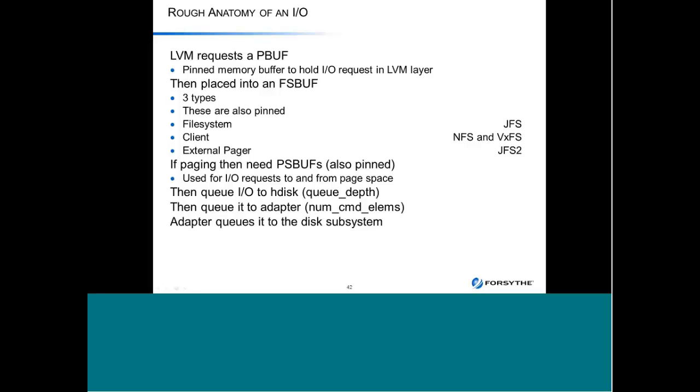So whether it's an FS buff or a PS buff, it gets queued to the actual hdisk or LUN, and that queue is controlled by queue depth. Queue depth is enforced by MPIO drivers. It's an important point because a lot of the time you'll get into discussions with your storage admin who wants to give you one hdisk for everything. Because the queue depth applies per hdisk, you're probably going to want multiple hdisks so that you can push more workload through. And then those get queued to the adapter, which is controlled with num_cmd_elems. And then finally, it goes out to the disk subsystem.